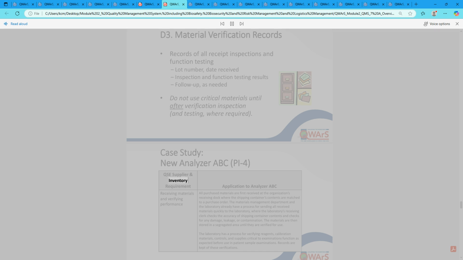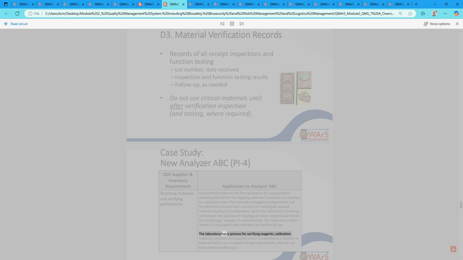QC supplier and inventory requirement application to analyzer ABC: receiving materials and verifying performance. All purchased materials are first received at the organization's receiving dock where the shipping container's contents are matched to a purchase order. The materials management department and the laboratory already have a process for sending all received materials quickly to the laboratory, where the laboratory's receiving clerk checks the accuracy of shipping container contents and checks for any damage, leakage, or contamination. The materials are then stored in a segregated area until they are verified for use.